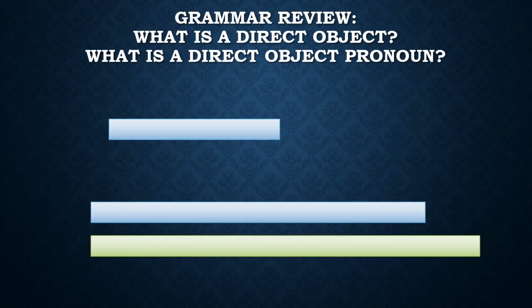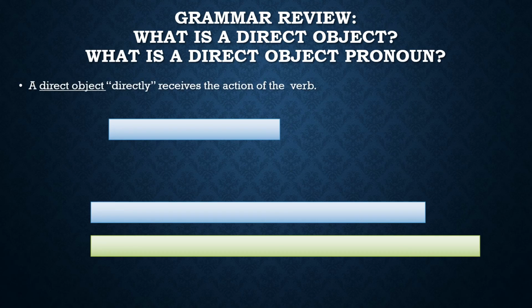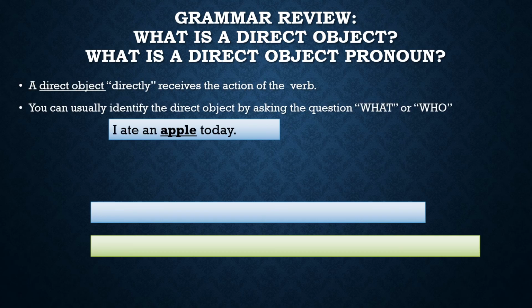Now, before we get into this grammar lesson in Spanish, let's quickly review what we already know from English. Sometimes it's helpful to do a quick comparison and then build on what we already know. So, what is a direct object? Well, let's look at this sentence. I ate an apple today. What did I eat? I ate an apple.